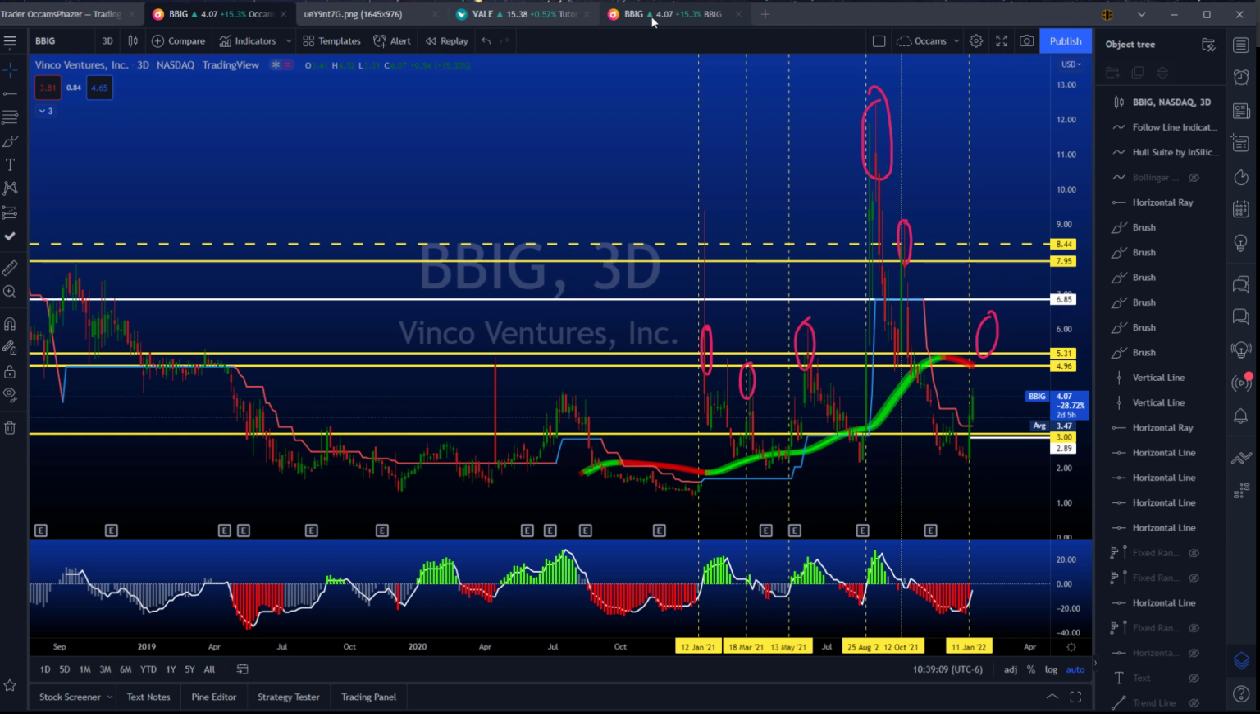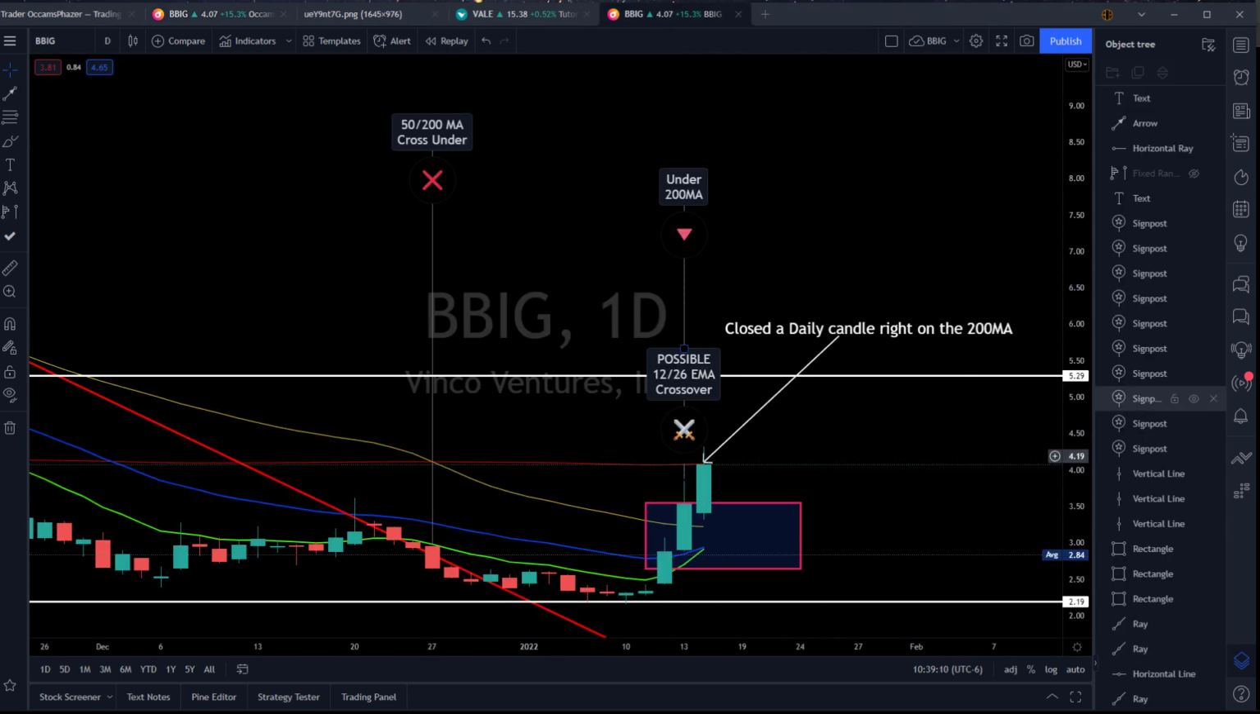I'm also going to be looking at how the stock reacts with the 200 MA. I'm also looking on the daily chart for a confirmation of the 12 and 26 EMA crossover.